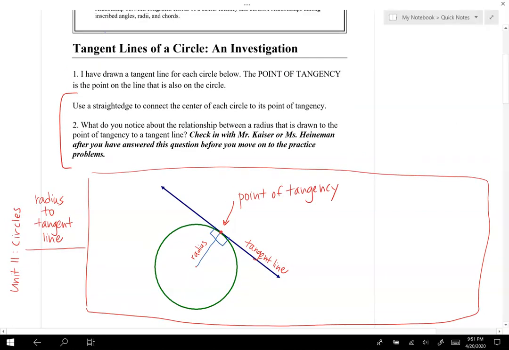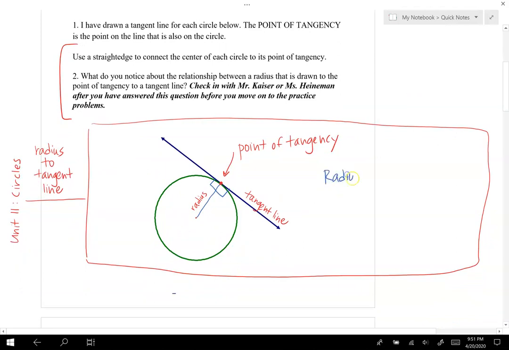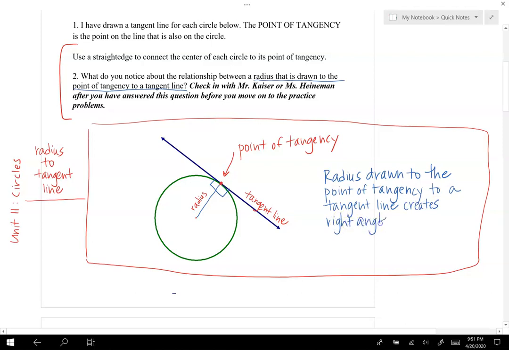Oops, my pen. Okay, so the radius drawn to the point of tangency, just using this. Radius is drawn to the point of tangency to a tangent line. Oops, let me just spread these out. Tangency to a tangent line creates right angles. They are perpendicular. Okay? So we're going to use that idea to cover the next two practice problems.